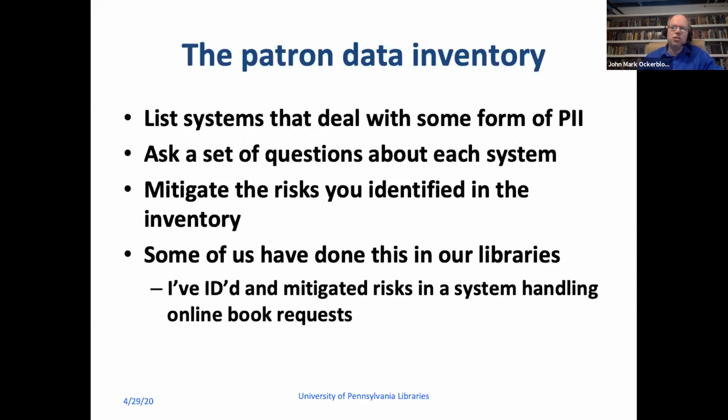Basically, what you do in a patron data inventory is you, first of all, list all the systems you have that deal with some sort of personally identifiable information. And we have a list of systems that you should consider whether you have or not and what they have. And then we have a set of questions that you should ask about each of those systems. And using the answers to those questions, you can then decide what risks you have in your systems and prioritize and come up with a strategy to mitigate those risks.